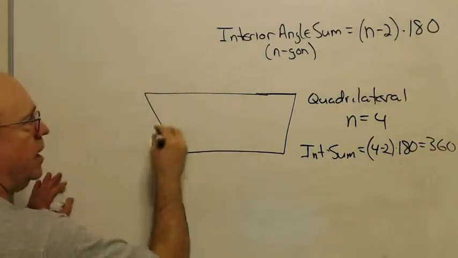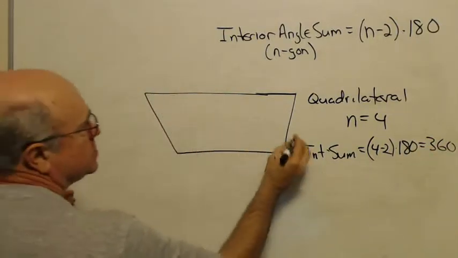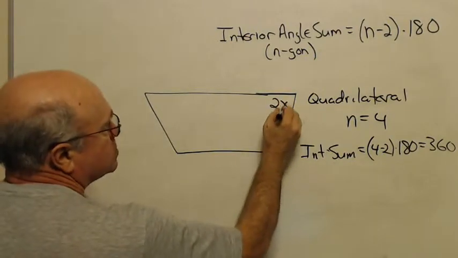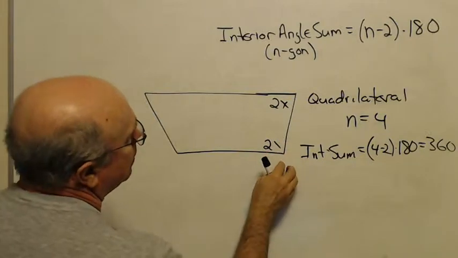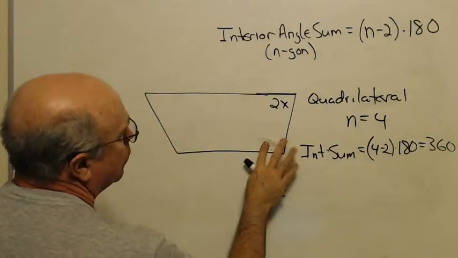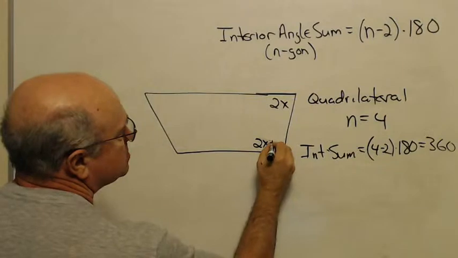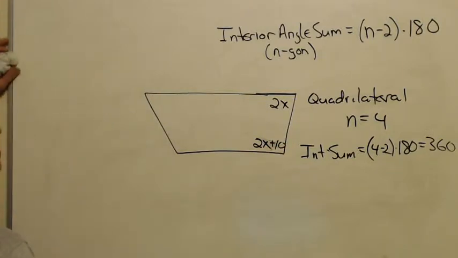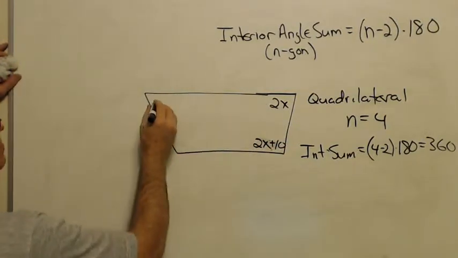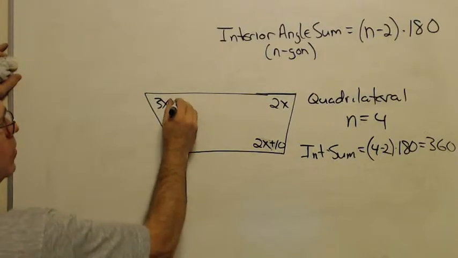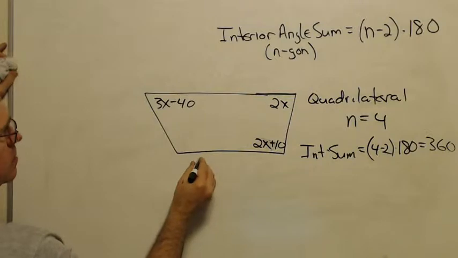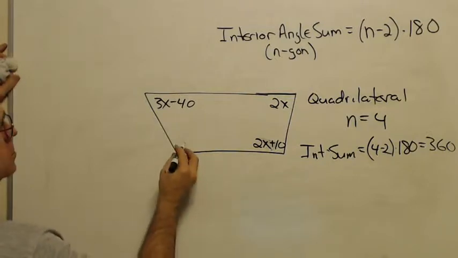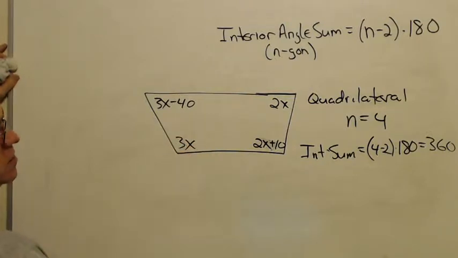So suppose the diagram looked like this. This is 2x. This is, it'll also be, it can't be that. If that's 2x, it's a bigger angle. We'll make this 2x plus 10. This is a smaller angle than 2x. Maybe we'll make it 3x minus 40. And this guy can be the biggest angle. We'll just make him 3x. Don't know how this is going to work out, but we're going to get an answer.